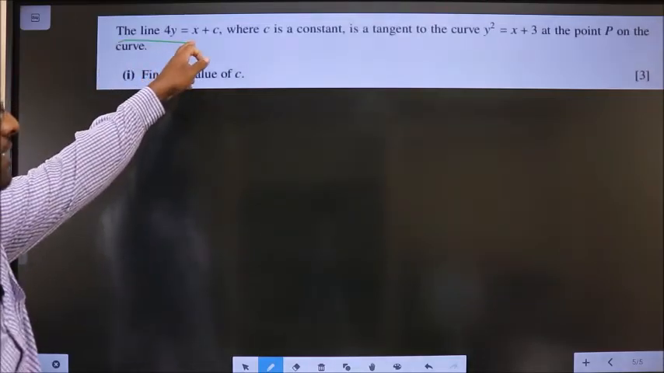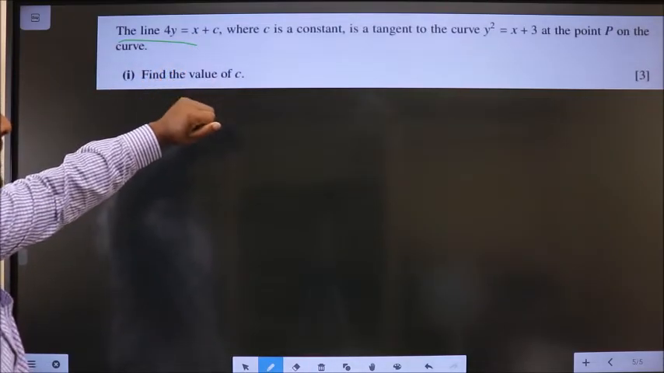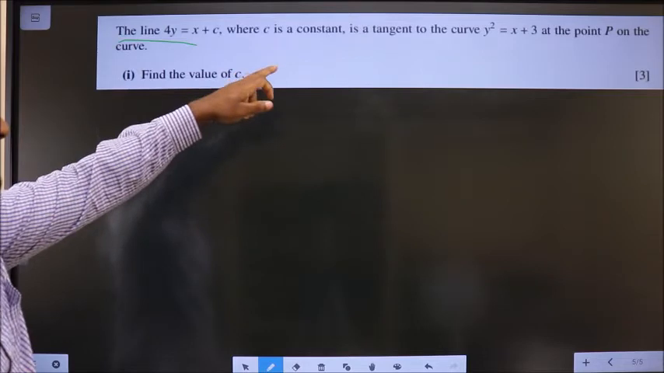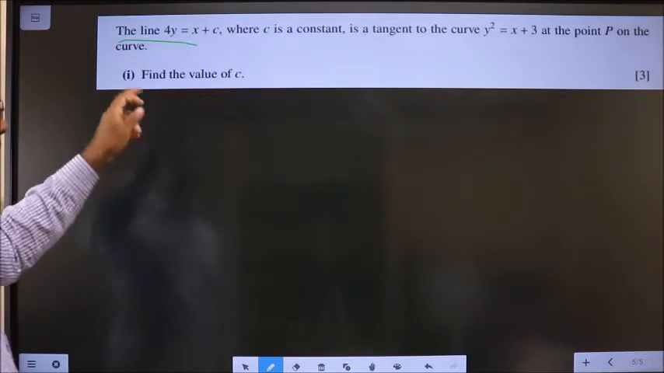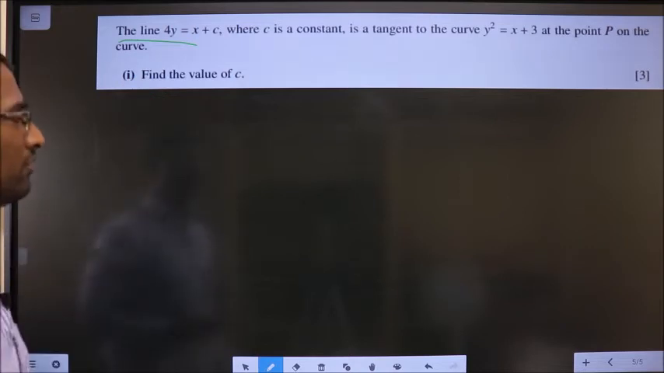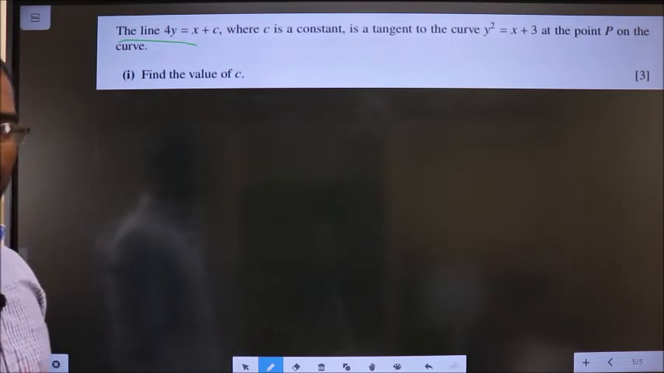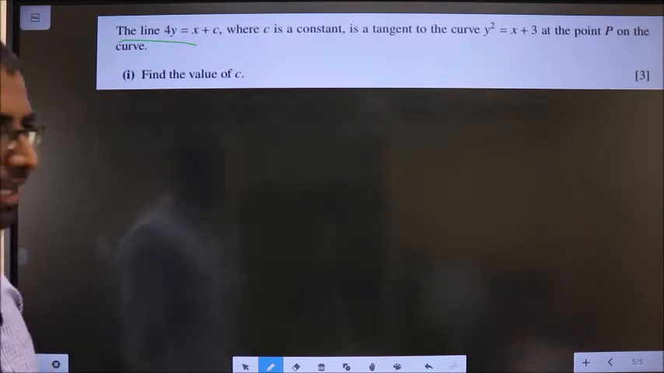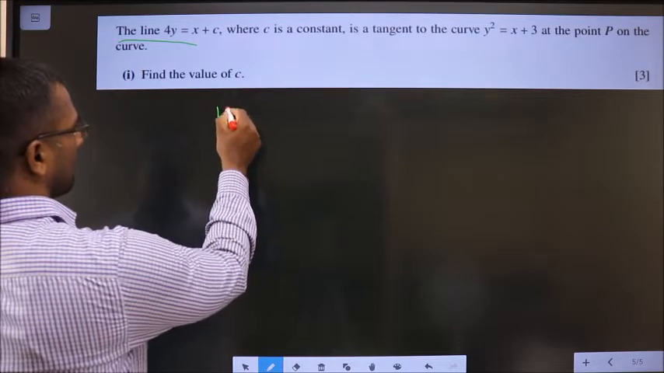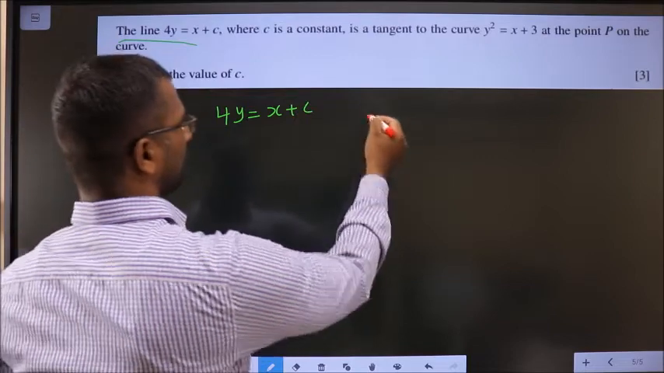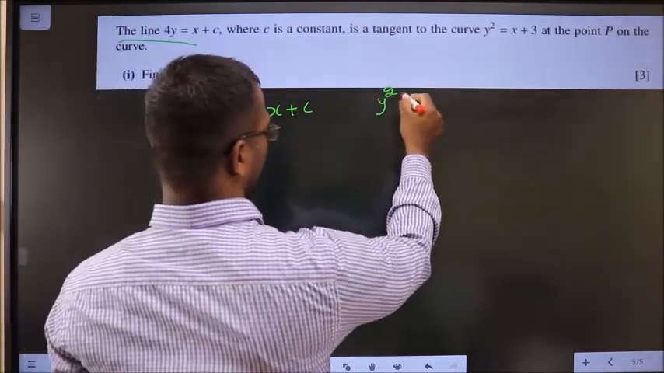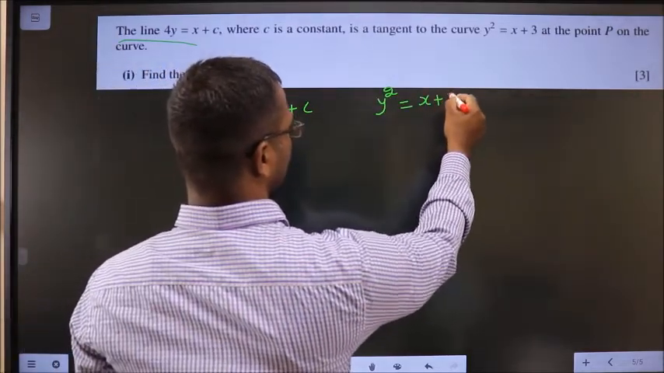The line 4y equal to x plus c, where c is a constant, is a tangent to the curve y square equal to x plus 3 at the point P on the curve. Find the value of c. Given equations are 4y is equal to x plus c and y square is equal to x plus 3.